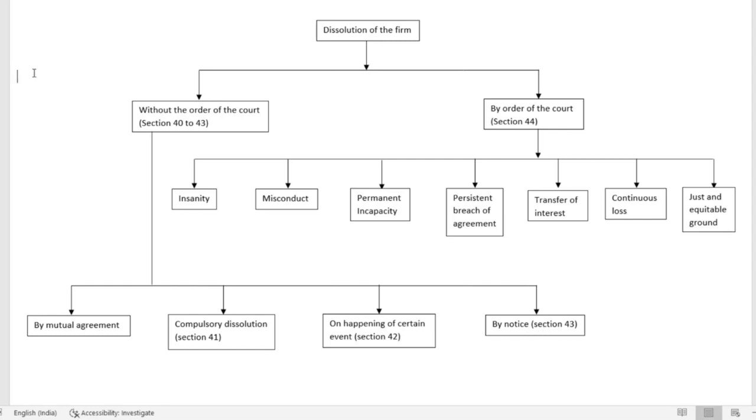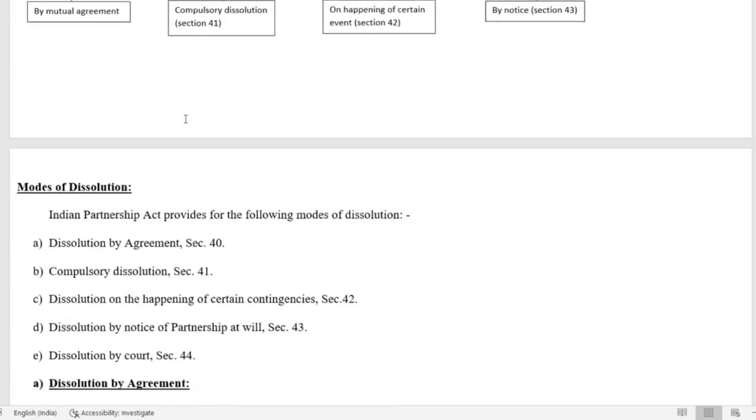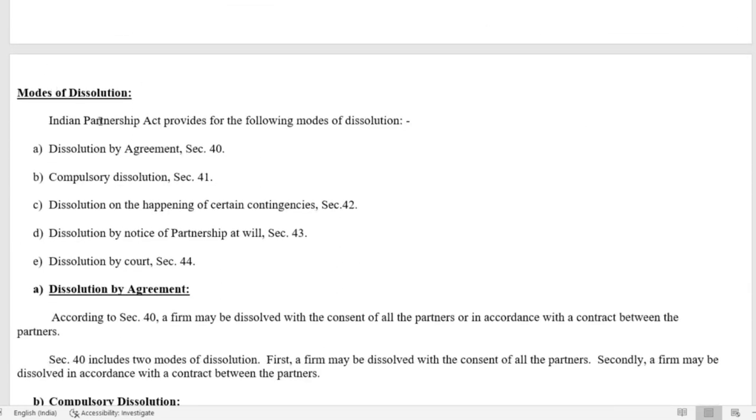So let us see the first aspect, that is without the order of the court, from section 40 to 43. Here, the modes of dissolution. The Indian Partnership Act provides for the following modes of dissolution: dissolution by agreement, compulsory dissolution, dissolution on the happening of certain contingencies, dissolution by notice of partnership at will, and dissolution by court. Here, what is dissolution we know.